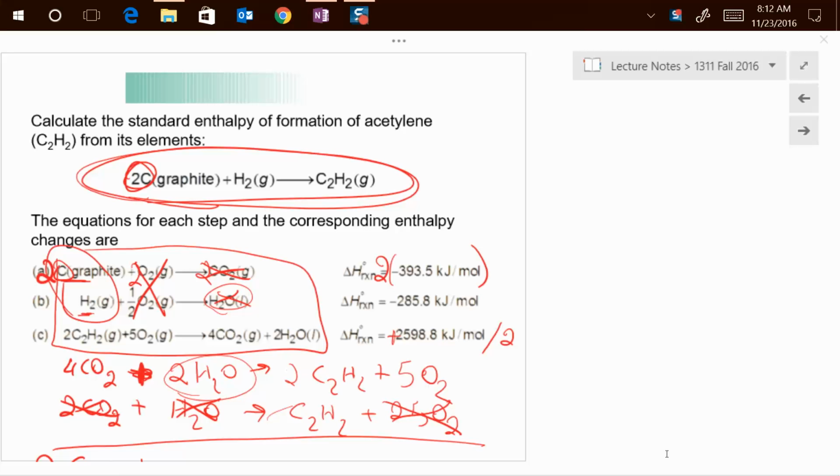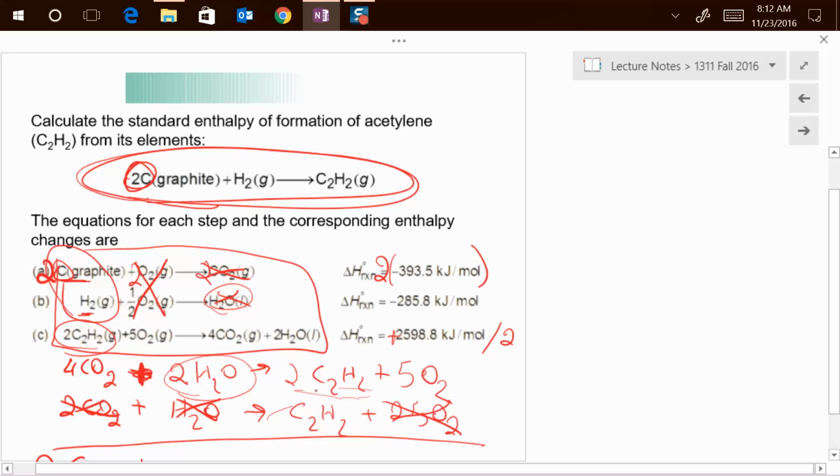So for example, here we needed C2H2 as a product of this reaction. Down here, it's a reactant. So we switched this. We rewrote this so that we had the C2H2 over here as the product. When we did that, we had to change the sign of delta H. We changed the sign of delta H from a negative to a positive.